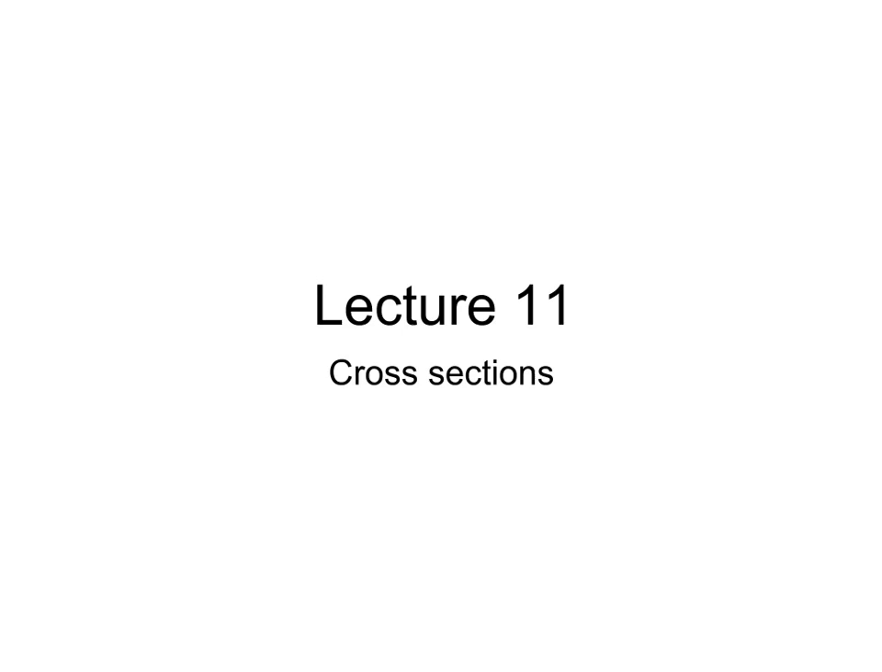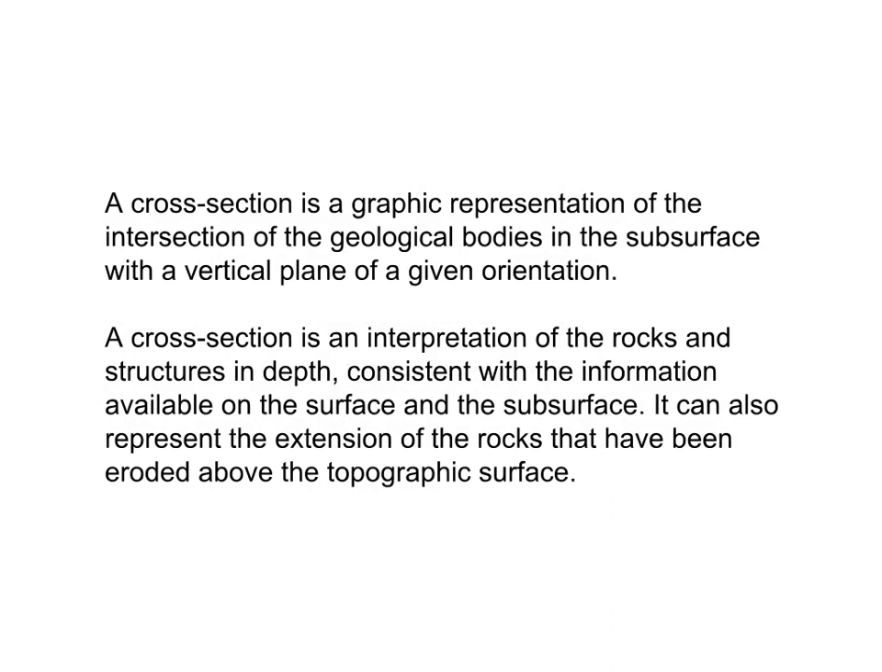Lecture 11, Cross-sections. A cross-section is a graphic representation of the intersection of the geological bodies in the subsurface with a vertical plane of a given orientation. A cross-section is an interpretation of the rocks and structures in depth, consistent with the information available on the surface and the subsurface. It can also represent the extension of the rocks that have been eroded above the ground.